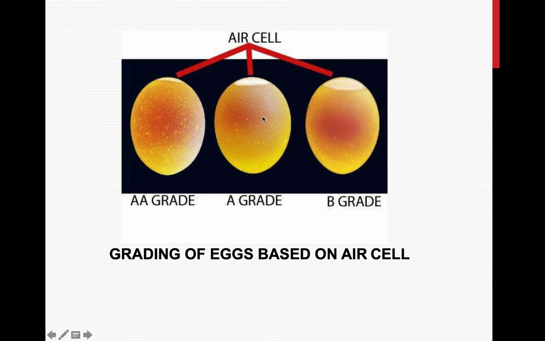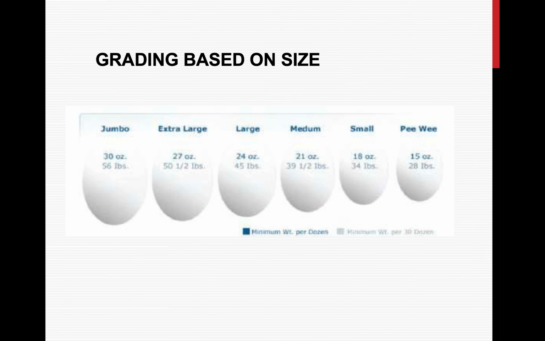In this second example, the sac size is slightly bigger, so we grade it as A grade. In case the air cell covers a large portion, this type of egg is usually low in quality and is graded as B grade egg. Egg grading is also done on the basis of size.